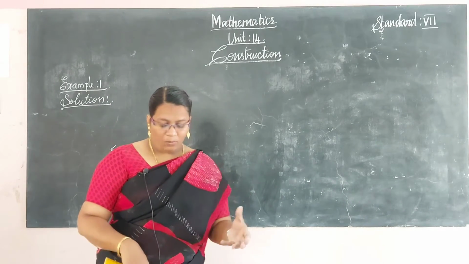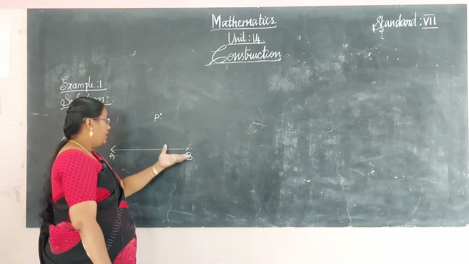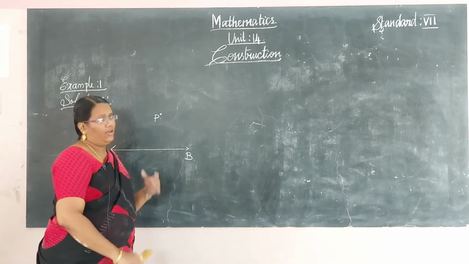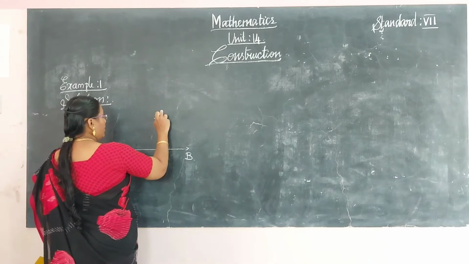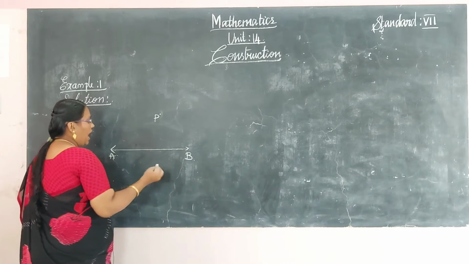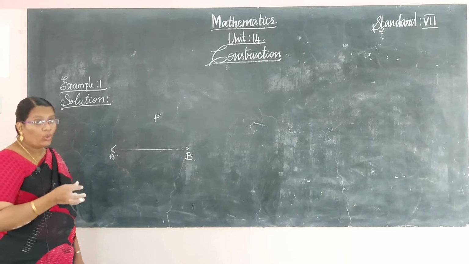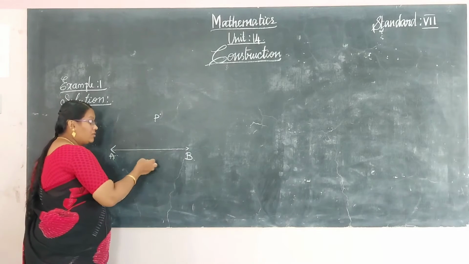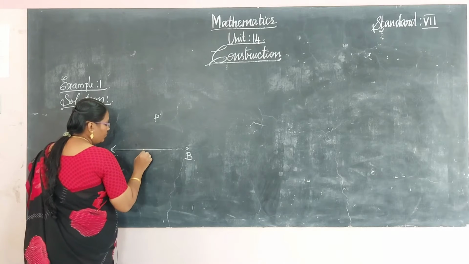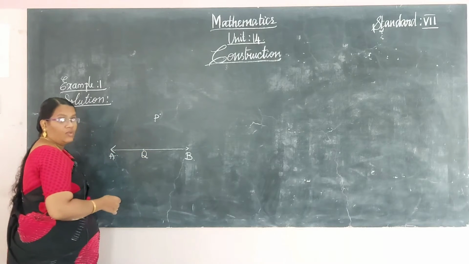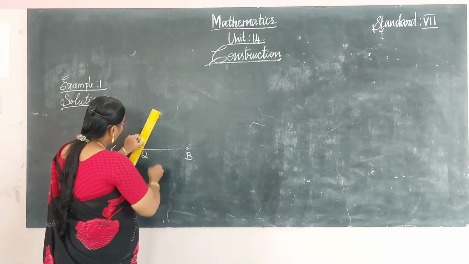Passes through a given point P outside the line. You take a point outside the line, anywhere. I have taken P at this place. Now take a point Q on the line AB. Now join QP.